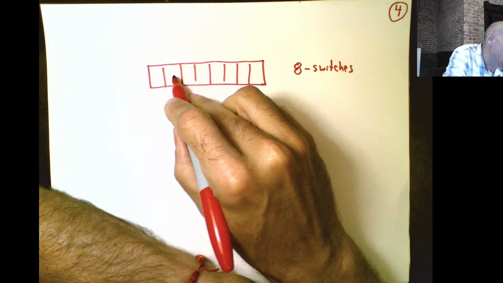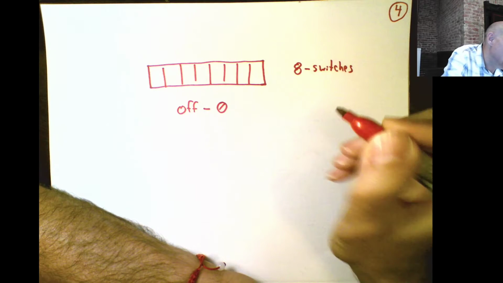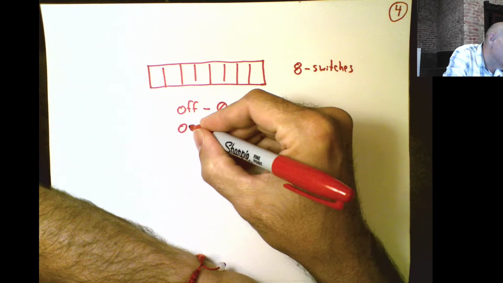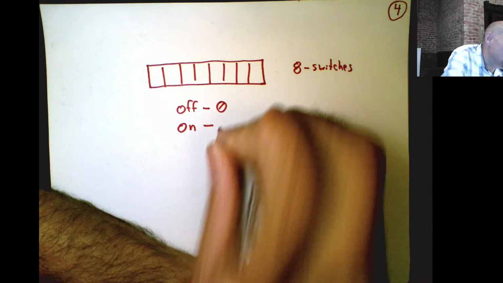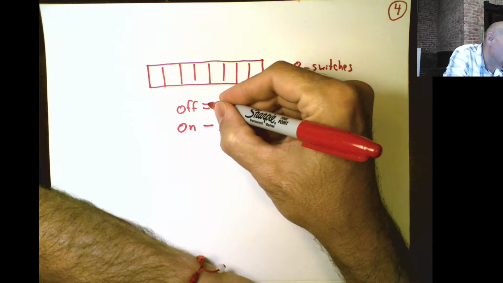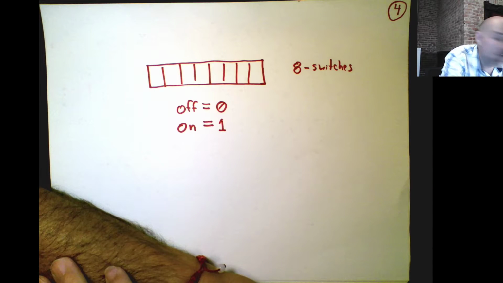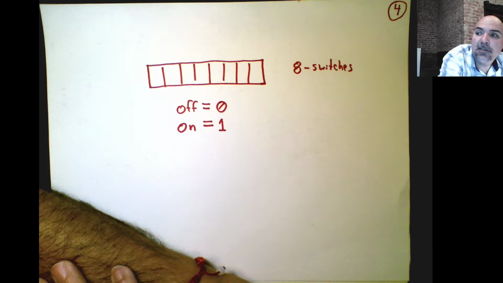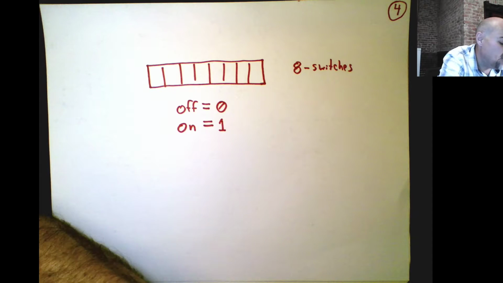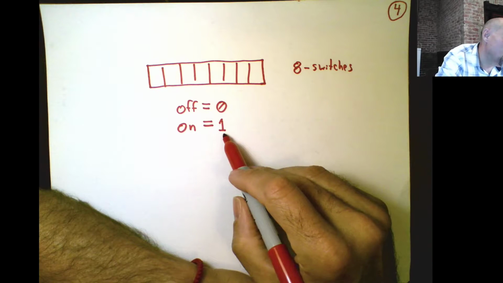Rather than having to write off in all of these and on in all of them, we're going to represent that with 0. And on, which is the other possible state, is going to be represented by, let me make these equal signs, as a digit 1. And that's going to be convenient because it's going to give us a really short way of representing the pattern that we're storing there. It can either be off, it can be on.